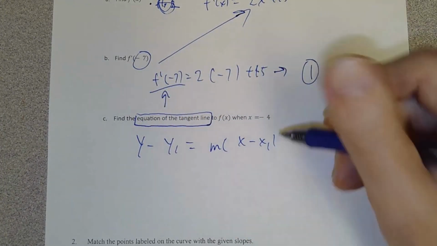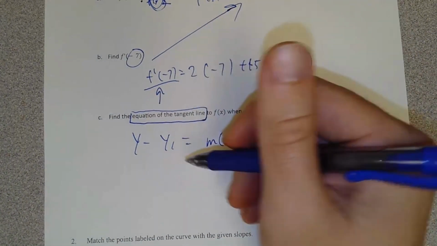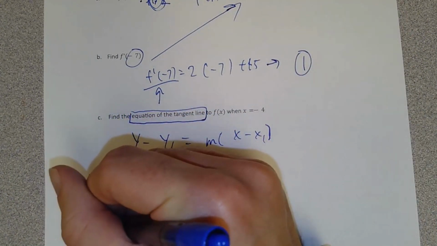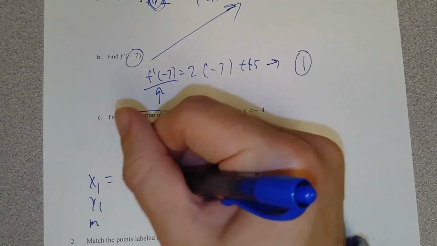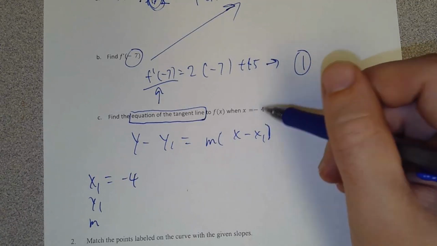Points for just doing that, I'd say, for sure. Some points just for writing that. And then you need to identify your x1, y1, and m. x1 is given to us, it's negative 4. y1 we're going to get by plugging the negative 4 into our equation.